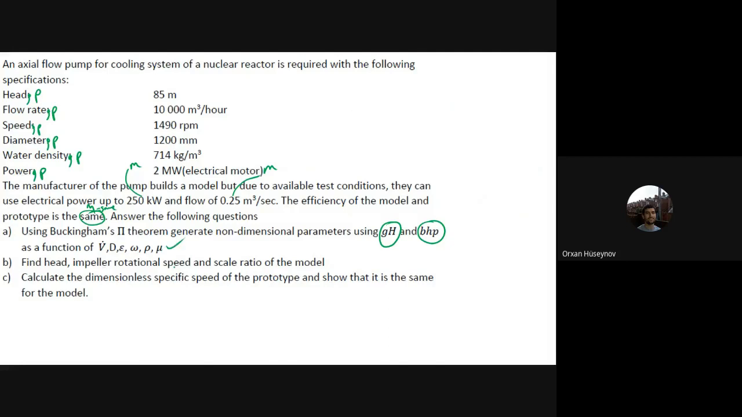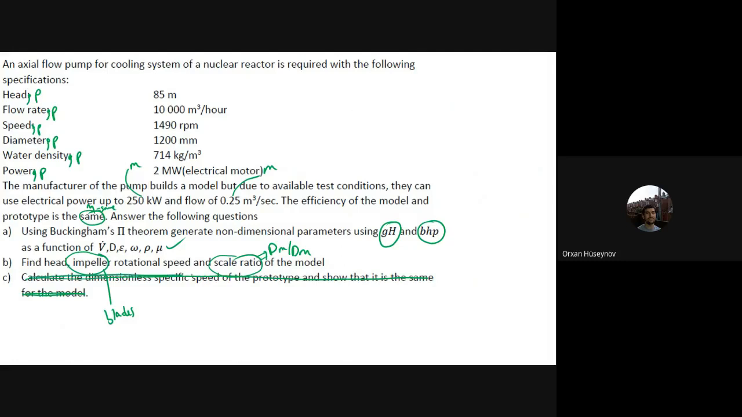Find the head and impeller rotational speed. The impeller means the blades of the pump, because inside the pump you have blades that are rotating, and those blades add energy to the fluid. Then find the impeller rotational speed and the scale ratio of the model, meaning diameter of the prototype divided by diameter of the model. And calculate the dimensionless specific speed. This one you can ignore for now. You don't need to do it.